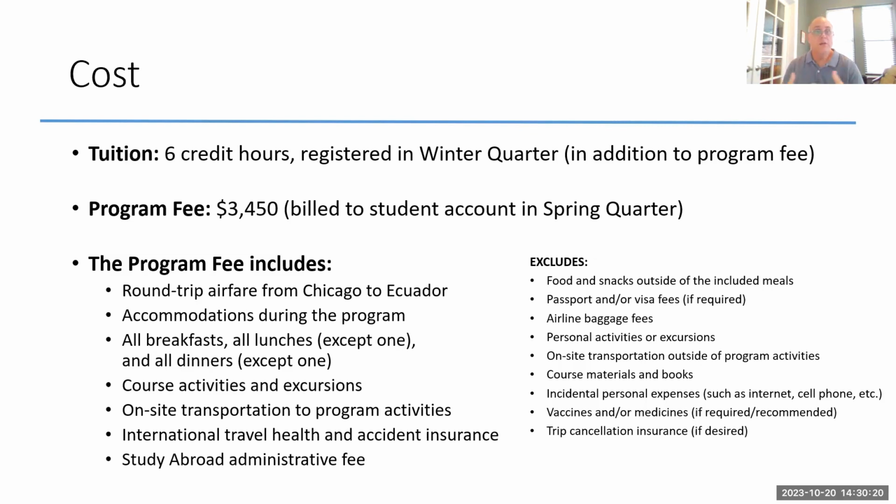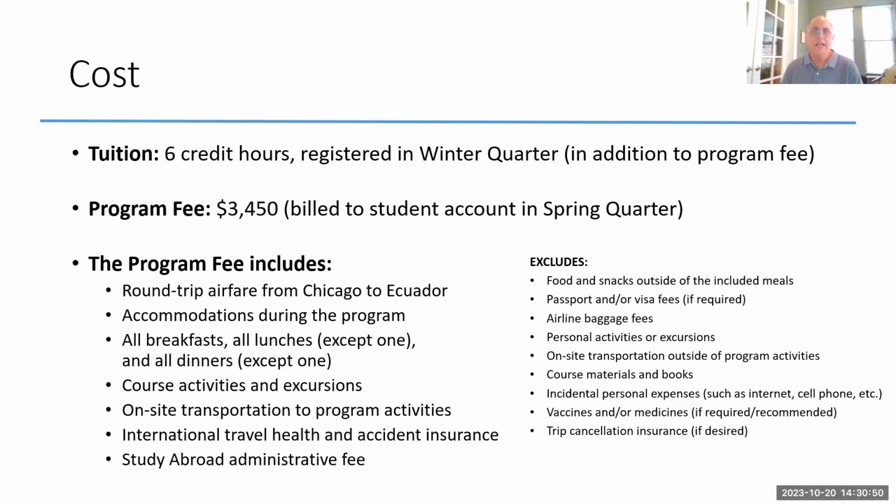The one fee that you definitely do have to pay then is the program fee, and that's $3,450 for this program. What's nice is it includes basically everything. It is your round trip airfare from Chicago to Ecuador. It's your accommodations for the entire program. It's basically your entire meals for the program, except for like one lunch and one dinner. All of your meals are covered, all your activities, excursions, transportation, your international health insurance. So it's really just a tiny little bit here and there for food and whatever personal spending money, but everything else is covered.